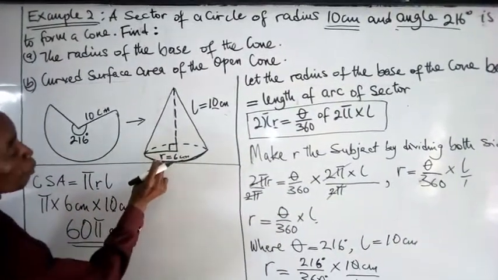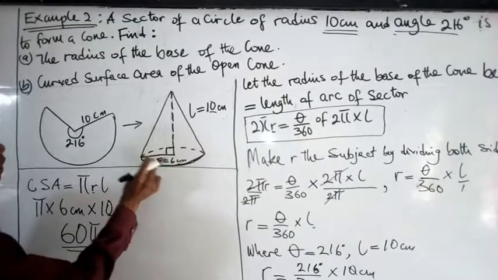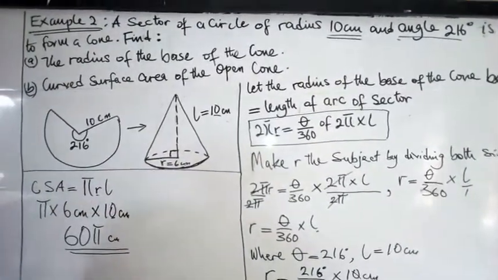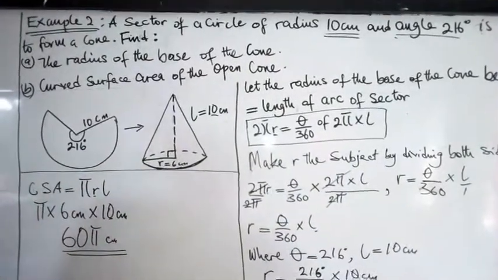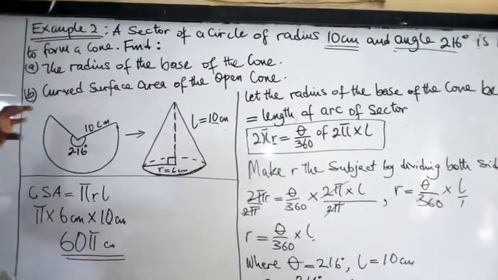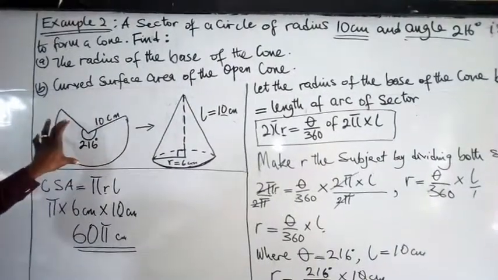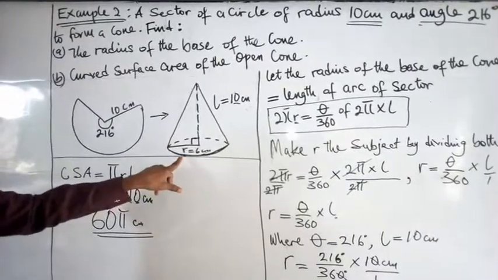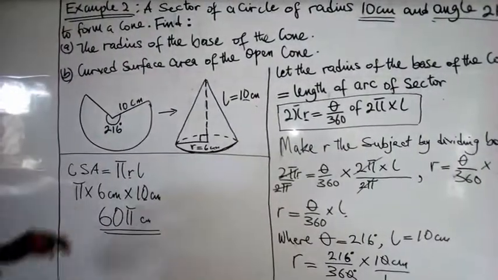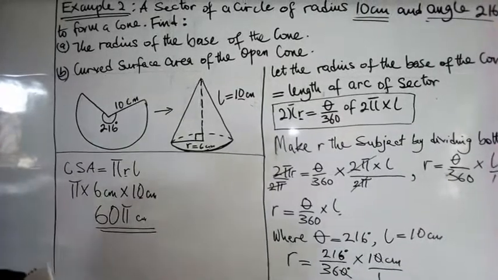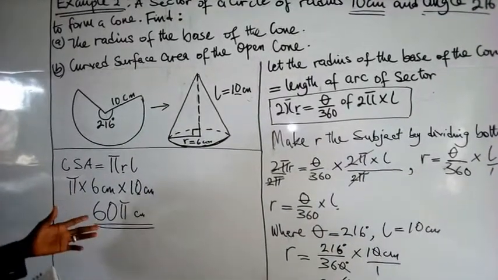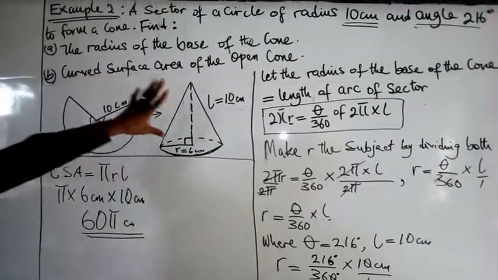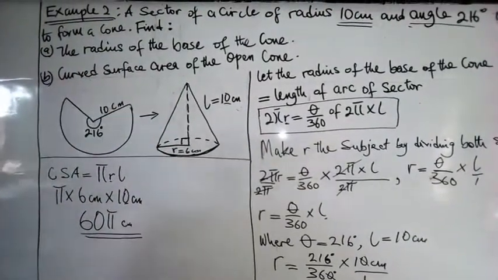So the radius of the cone is not there until you find it. You will soon do something there when we get to another one. So take time and look at how we folded this one, how this one became the slant height, and then the radius we have found on curved surface area. We also said leave it in terms of pi. We have done that, and it's an open cone.